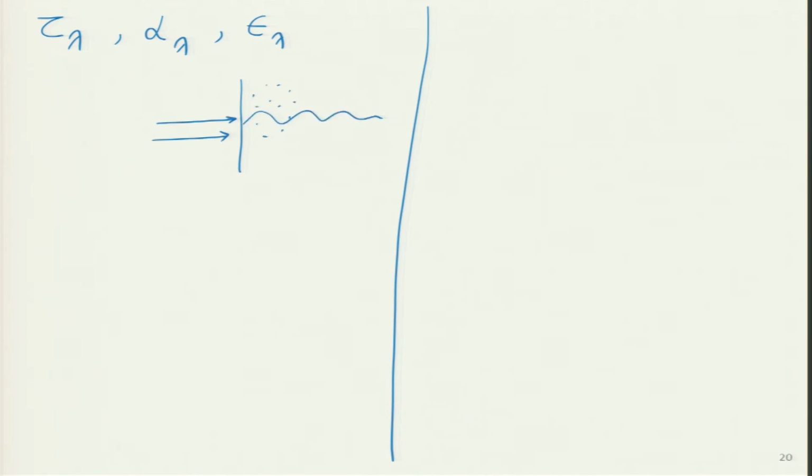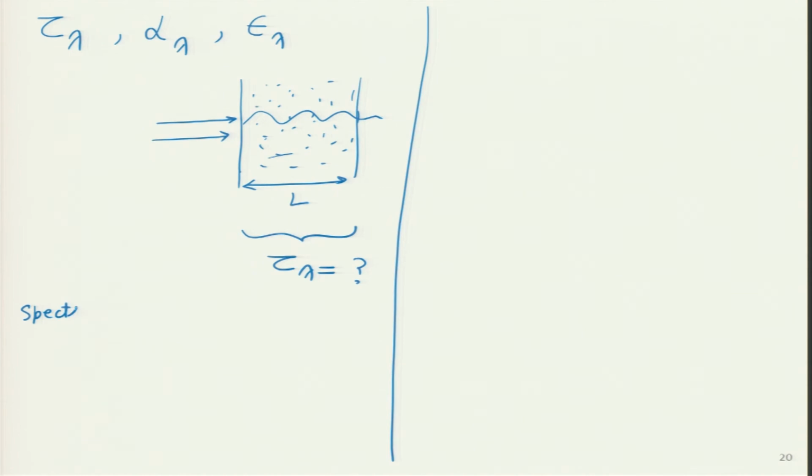It is entering this particular participative medium, and at particular length L, I want to figure out for this particular specimen what is the value of its transmissivity. So, what I am looking at is the spectral transmissivity of a particular medium, which is represented as tau lambda. And how is transmissivity defined?